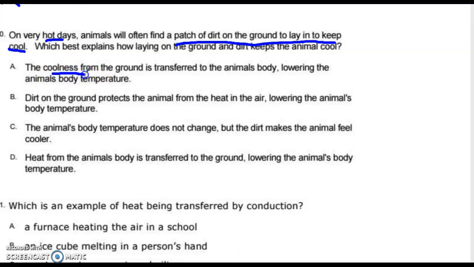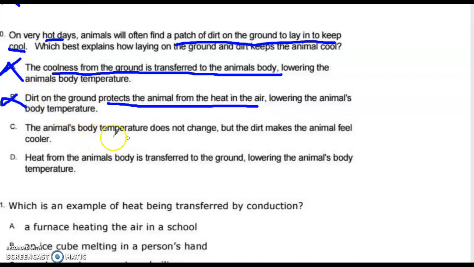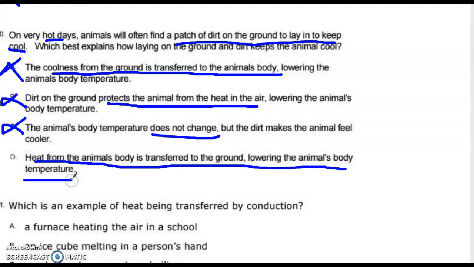Does the coolness of the ground transfer to the animal's body? That is not how heat transfers. Dirt on the ground protects the animal from heat in the air. The animal's body temperature does not change. It literally says they do it to keep cool. Like, that makes no sense. Heat from the animal's body is transferred to the ground, lowering the animal's body temperature. And that's right there on the anchor chart.